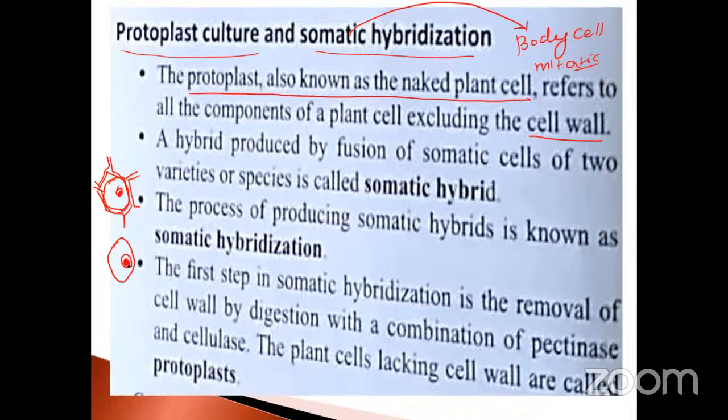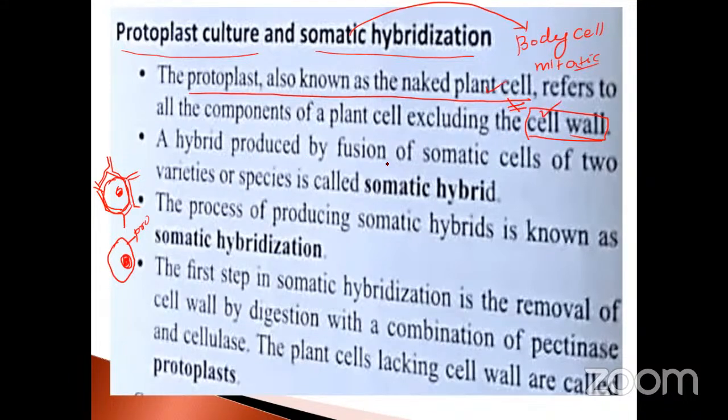So what is inside the plant cell? It has accessory organelles, cell-bound organelles, and cytoplasmic organelles present in it. All those things are present inside. This is called protoplasm, excluding the cell wall. That is very, very important. Protoplasm is the naked plant cell, excluding the cell wall. These two points are very, very important.